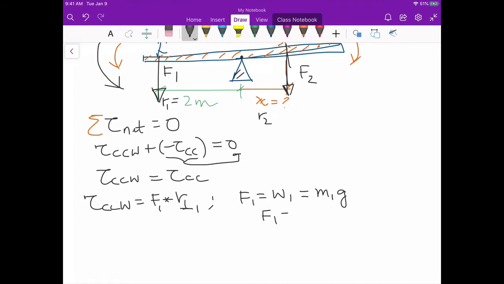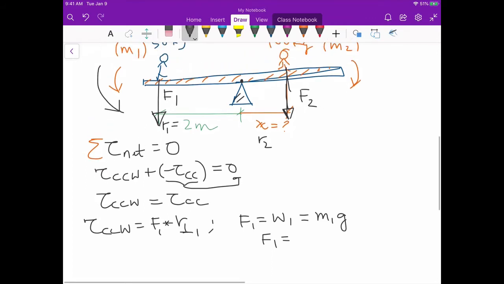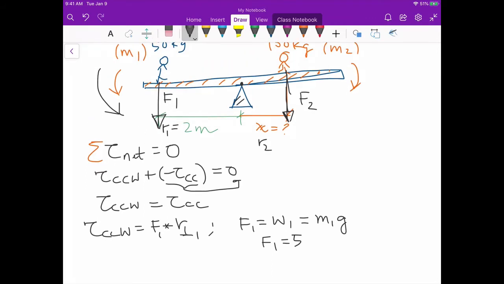As a result, your F1 is going to be mass 1, 50 kilograms, multiplied by 10 meters per second squared. That's going to give you 500 Newton. So your F1 is 500 Newton.